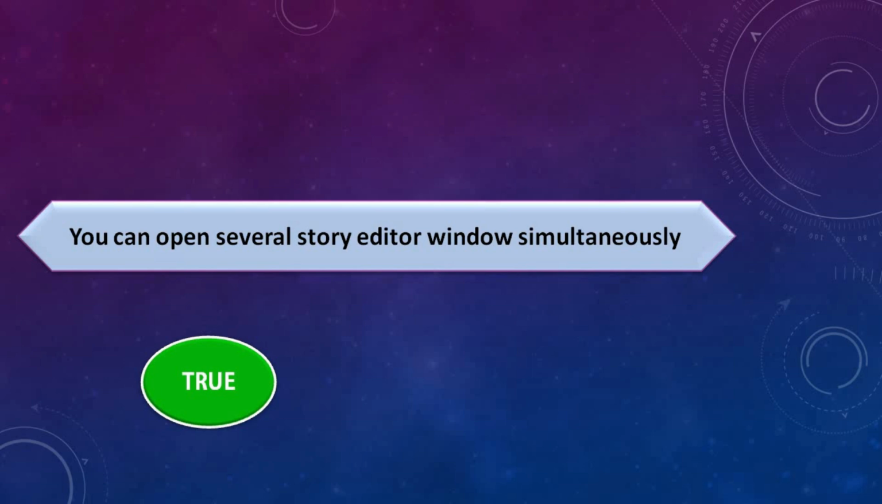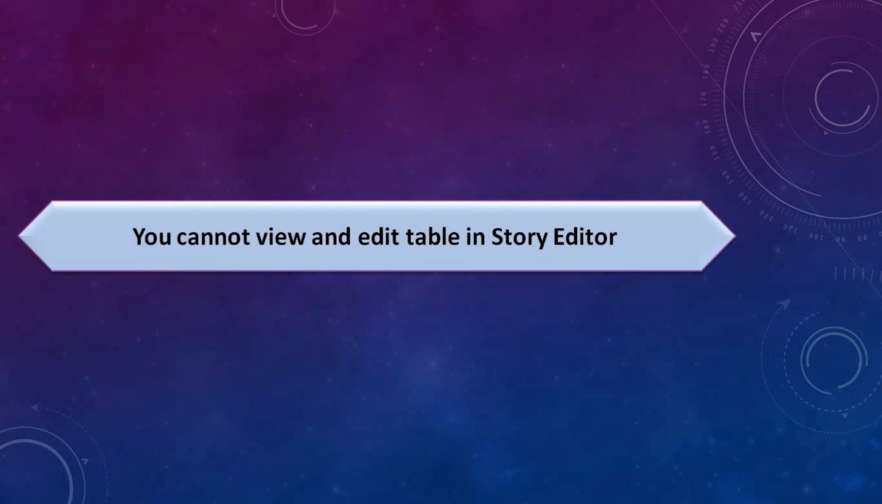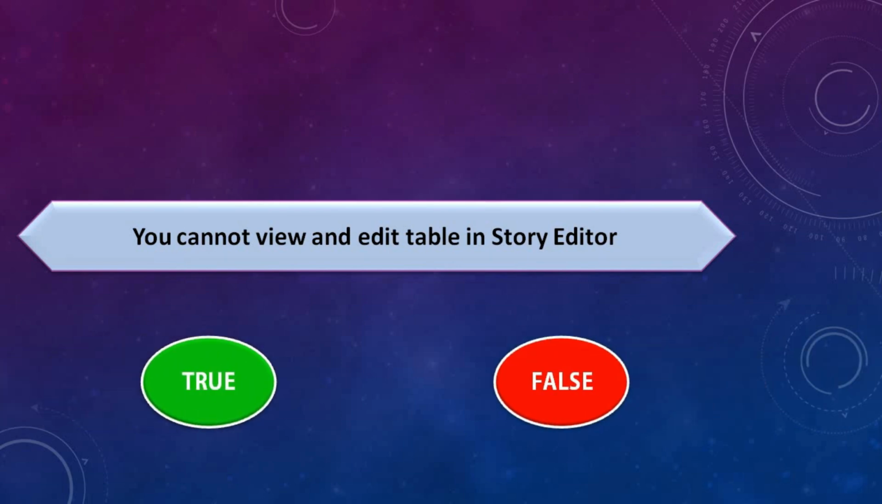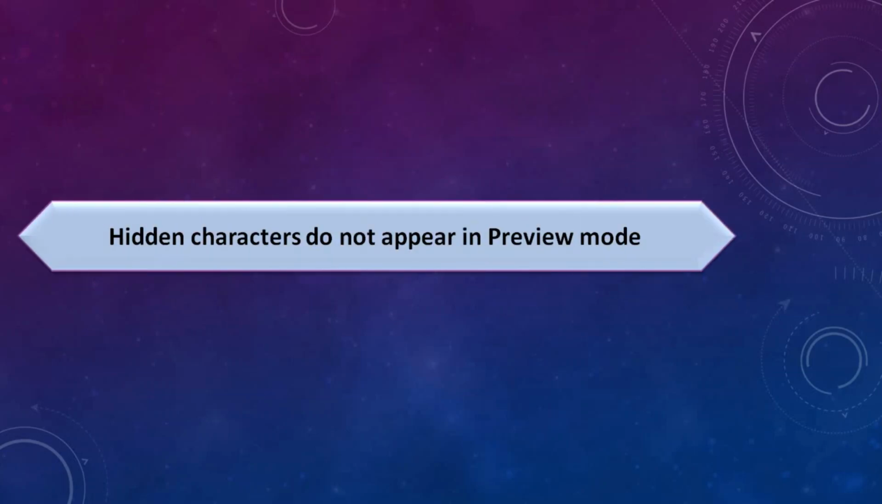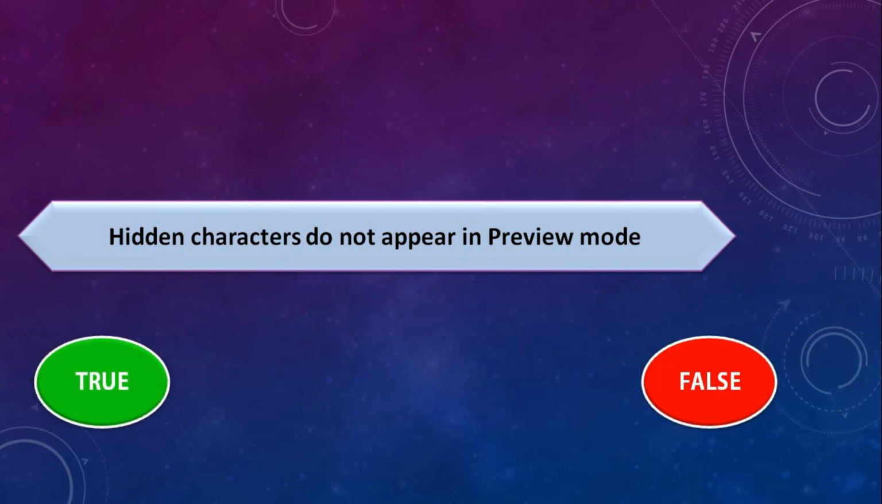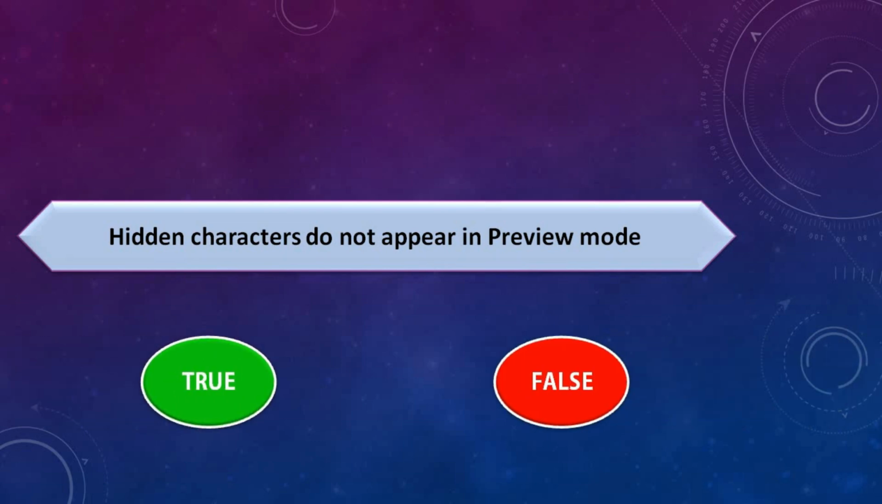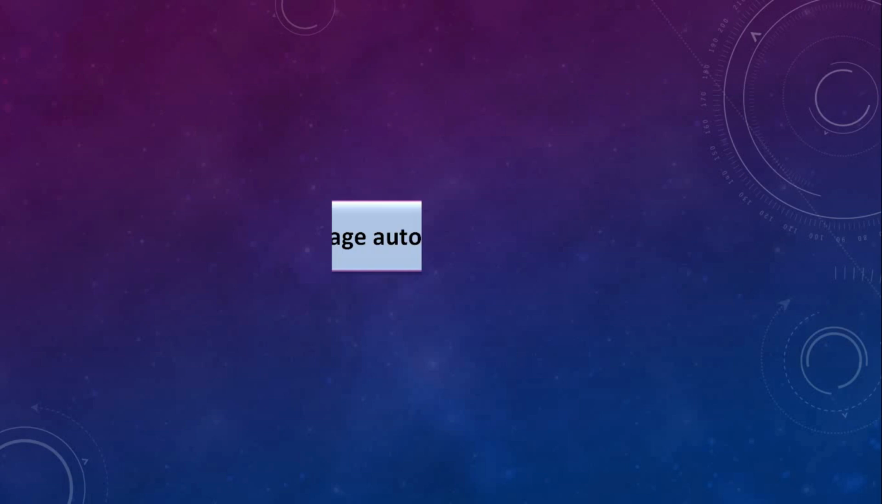The answer is true. You cannot view and edit table in Story Editor. True or false? The answer is false. You can view and edit the table in Story Editor. Hidden characters do not appear in preview mode. Is it true or false? Yes, the answer is true. Hidden characters do not appear in preview mode.